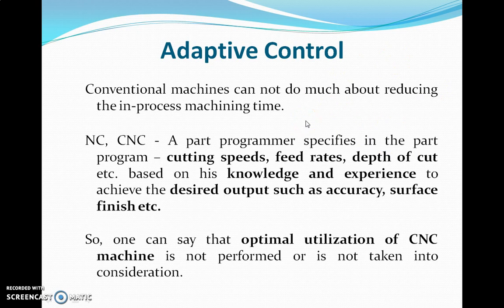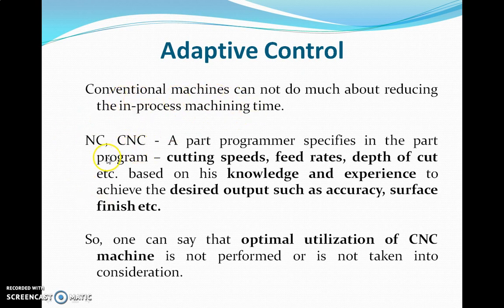So in conventional machines, basically we can't do much about reducing the in-process machining time. In a lathe machine or turning machine, basically conventional machining, the in-process machining time where the operator, a human, works and removes the material, we cannot do much about it because it varies from person to person, it varies from operator to operator. So there is not much scope to work with in-process machining time in conventional machines.